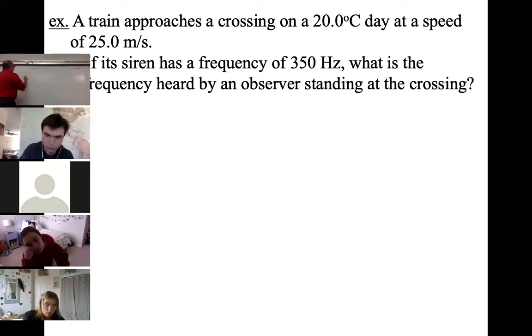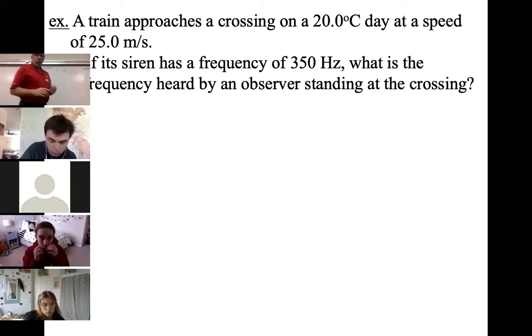So what I have is that the temperature is 20 degrees Celsius. I'm making myself a little data table here, which I will show you in just a moment. The speed of the source, that is the train, is 25 meters per second. The frequency of the source, that is the train, is 350 hertz. What we want to know is what is F prime? What is the frequency that's heard by the observer?